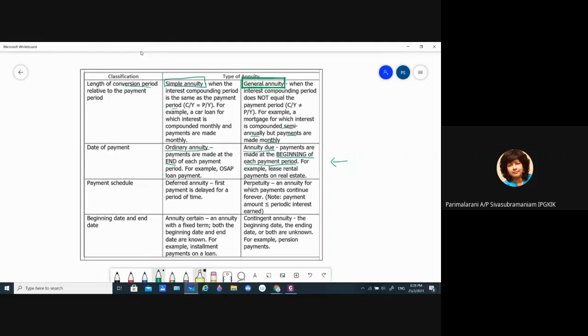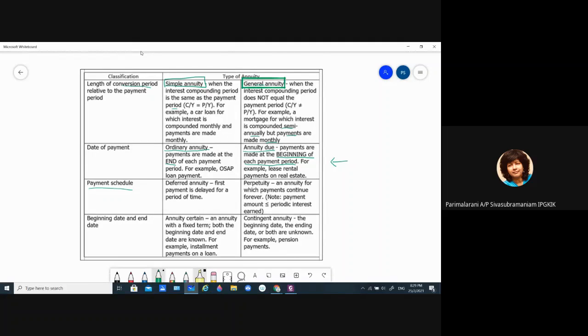And then in terms of payment schedule, if payment is delayed for a period of time, that means when you start making your monthly payments, you don't get your income immediately. You get it after a certain amount of time. Okay, so that is called deferred annuity.